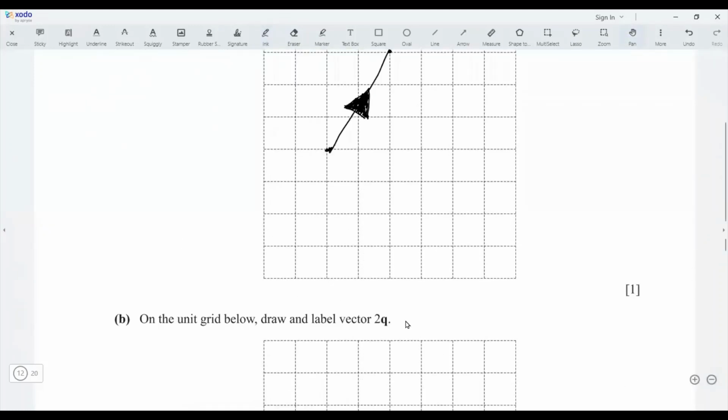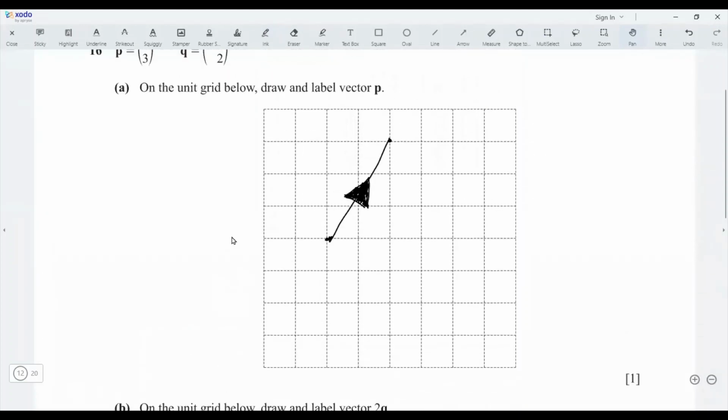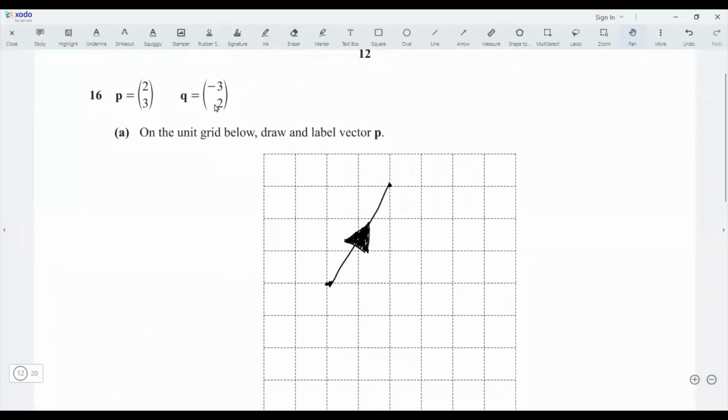In the next part, we have to represent 2q. What does 2q mean? 2q means a scalar number that is being multiplied with q. It becomes 2 times q, which is 2 times -3 and 2. That 2 is to be multiplied with both of the terms. So it becomes -6 and it becomes 4. So -6 is basically representing the change in x-axis and 4 is representing the change in y-axis.